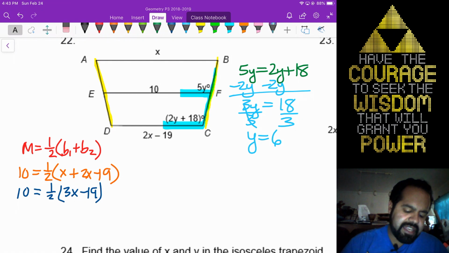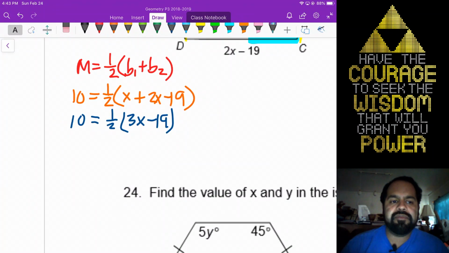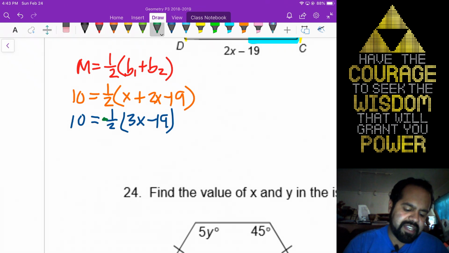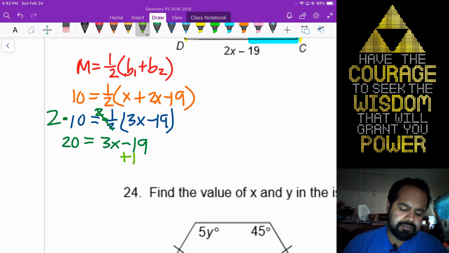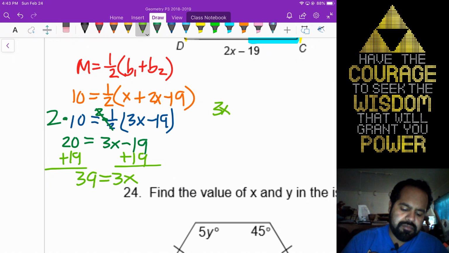Now, I got to get x by itself. I could try to distribute the 1/2. That's just going to make a really weird fraction with the 19. So instead, I'm going to multiply both sides by 2 to get rid of that 1/2. So 20 is equal to 3x minus 19. So we're going to have 39 equal to 3x, and then divide out the 3.